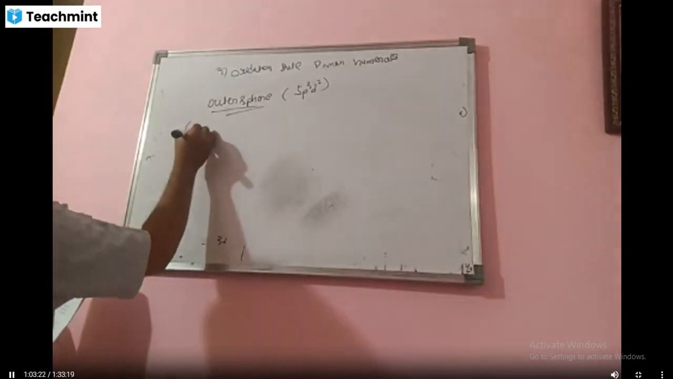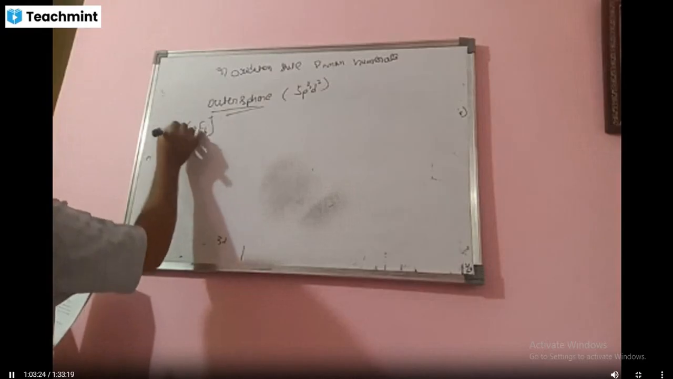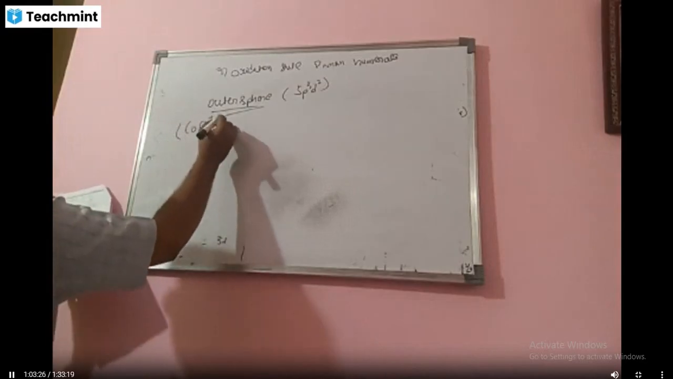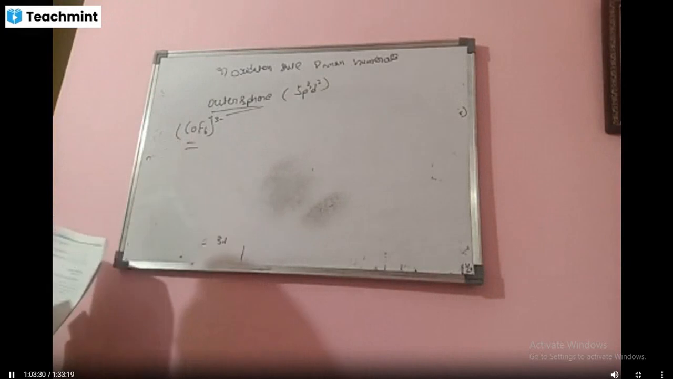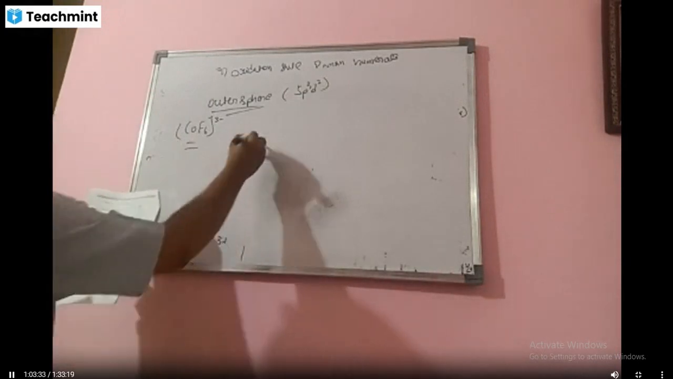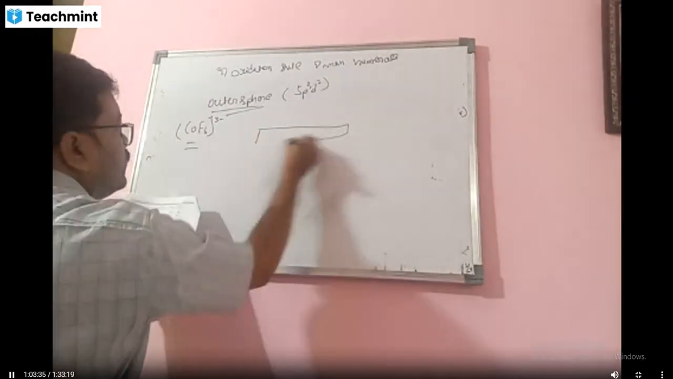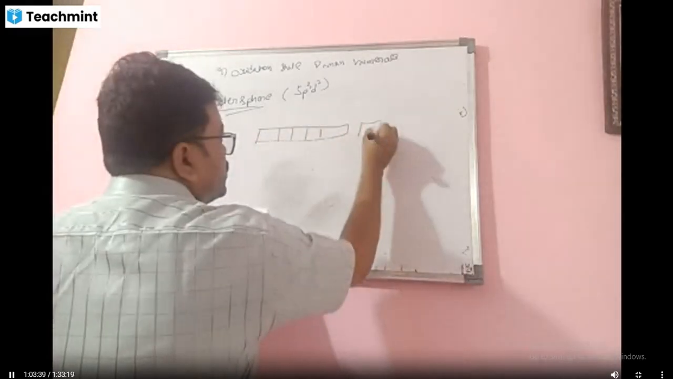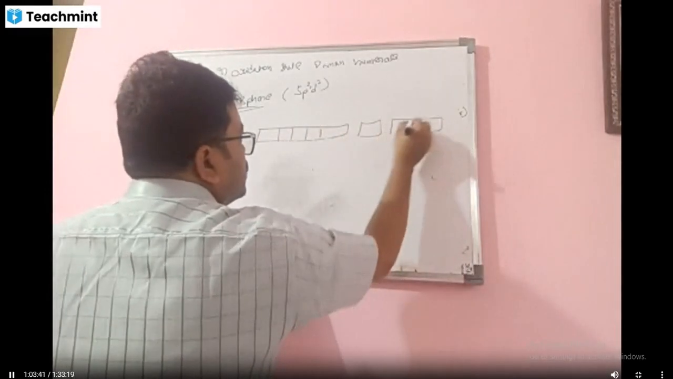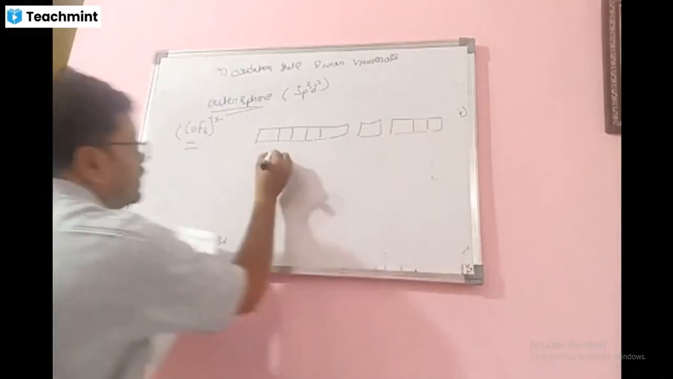I'll take this example: hexafluorocobaltate(III), with a negative charge. The ground state of cobalt is 3d, 4s and 4p. This is p, and this is 3d.